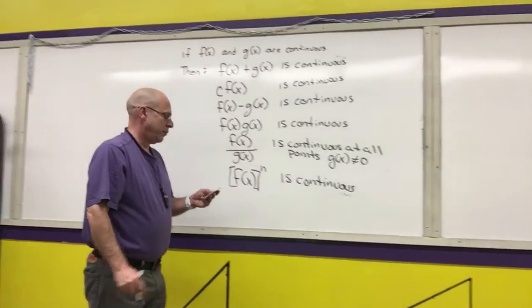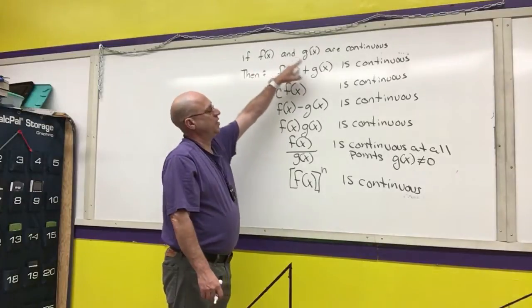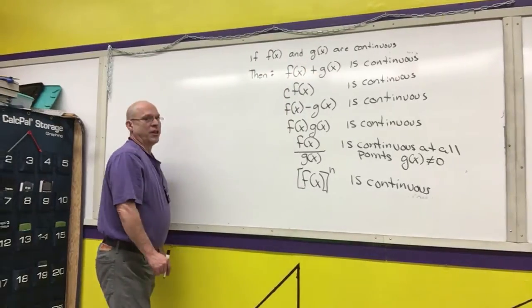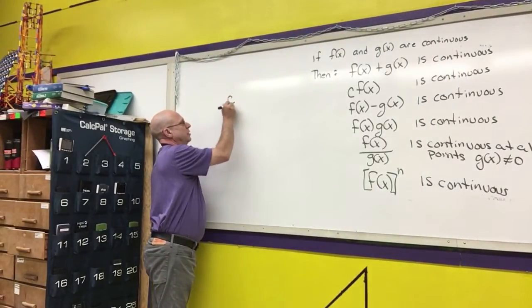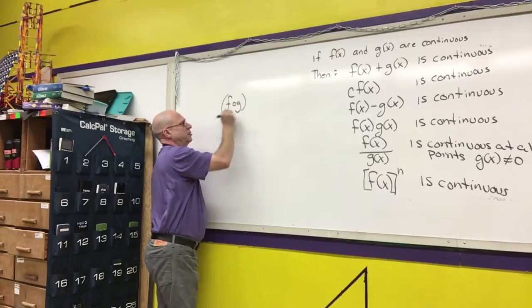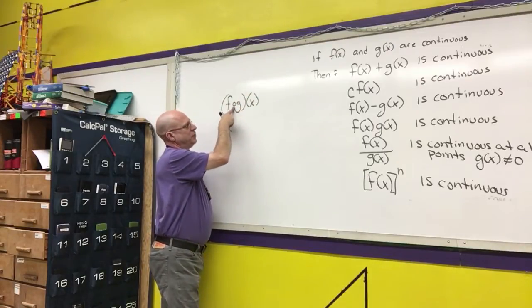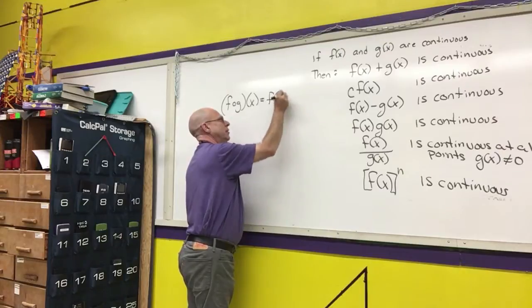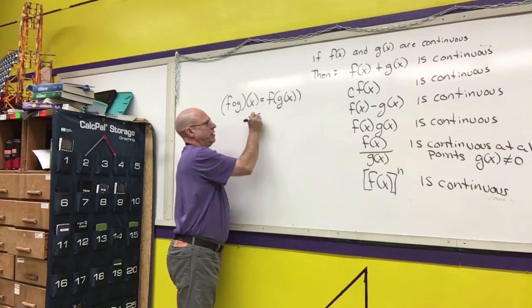So these are the basic combinations of functions that are continuous. A couple other things that are nice to know is that the composition of two continuous functions, if you remember, that's the symbol for composition of functions, performing them from right to left order. Another way you've seen this written is like this. This composition is continuous.